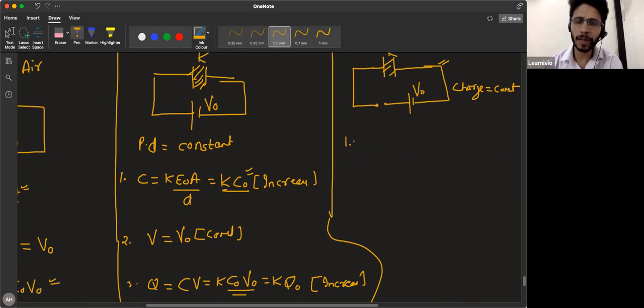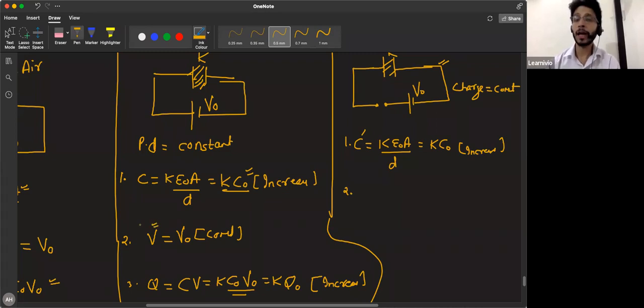The first thing is capacitance. Capacitance is K epsilon naught A by D. You can write this epsilon naught A by D as C naught, so your capacity becomes K C naught. So when the battery is disconnected, capacitance increases. Let's call it C prime.